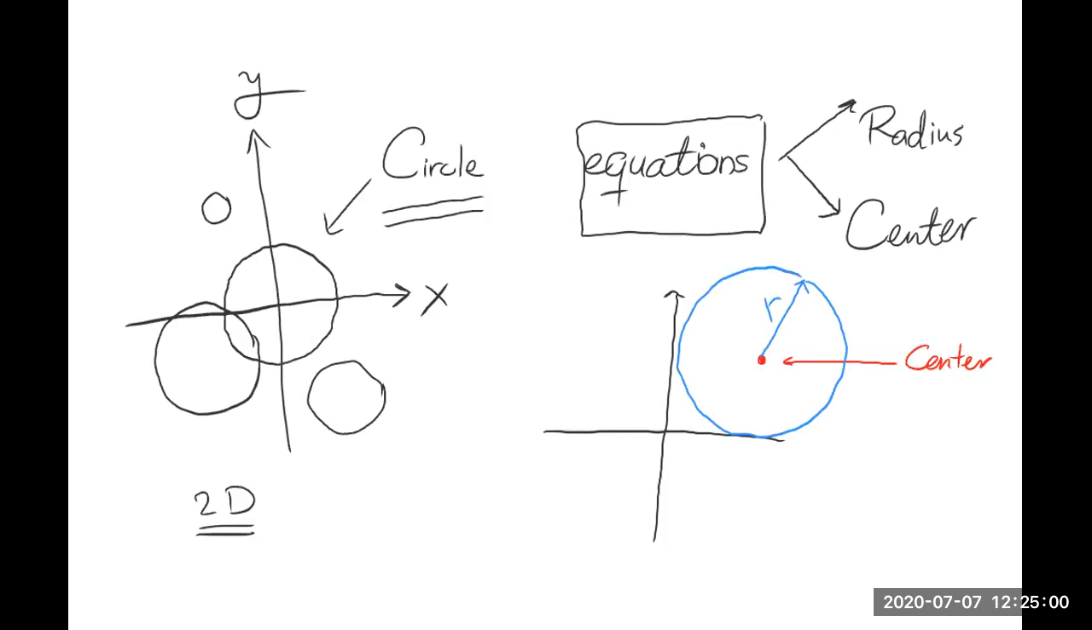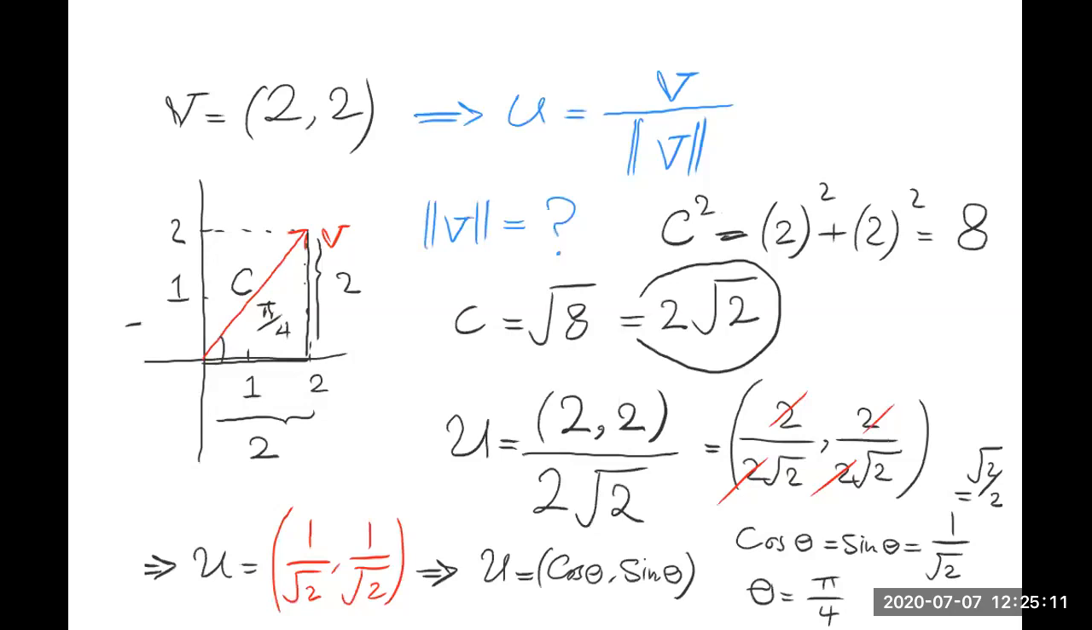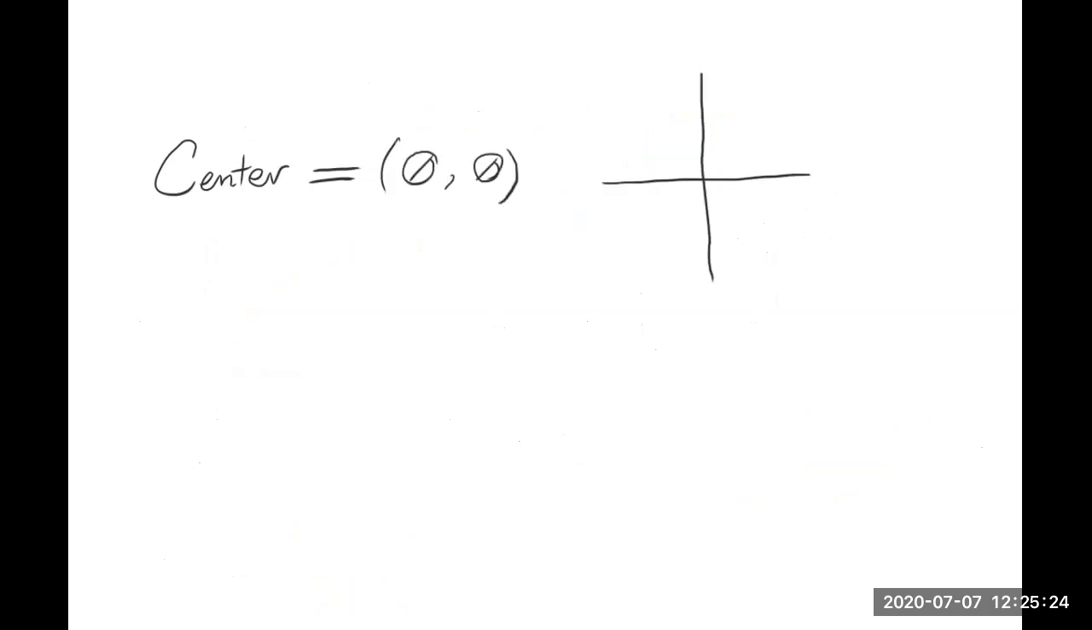Now, there is an algebraic equation that describes this circle. So let me write it here. Let's take the center to be the origin. Let's take the center to be 0 and 0 in the plane. It's the origin, this point. We usually show it with O. It stands both for origin and for 0. And it's the center of our circle.